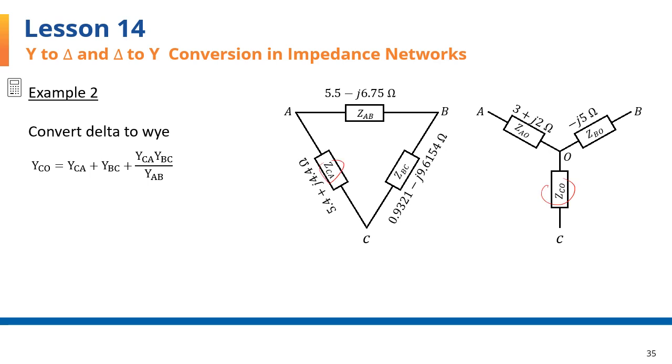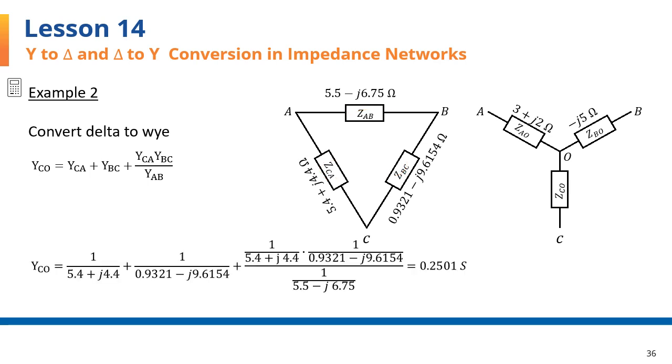YCO equals YCA plus YBC. Well, these are Z's, but the inverses of those. Plus the product of the two admittances divided by the third admittance, 1 over ZAB. Those values are inserted. Product over the third one, which in this case would be this one. And that comes to a purely real number this time, 0.2501 Siemens. And inverting that will give me 4 ohms, 1 over 0.25.